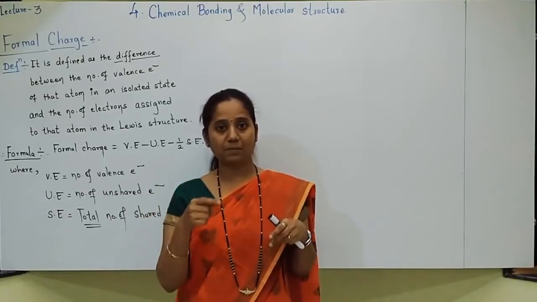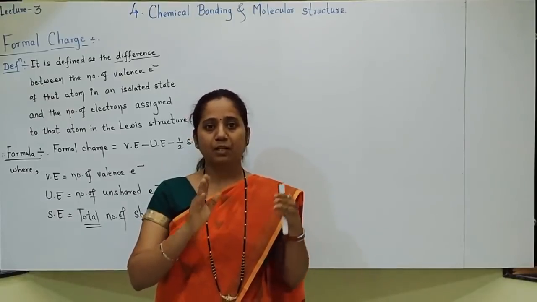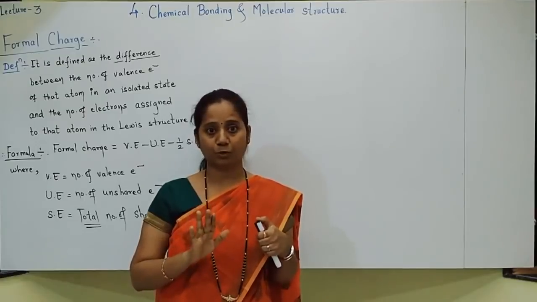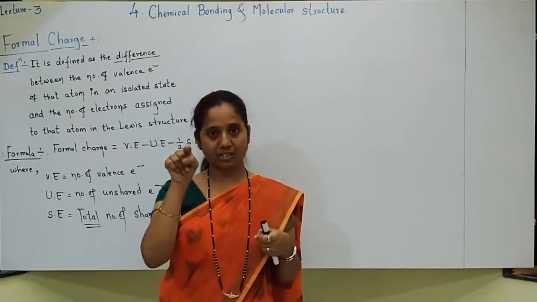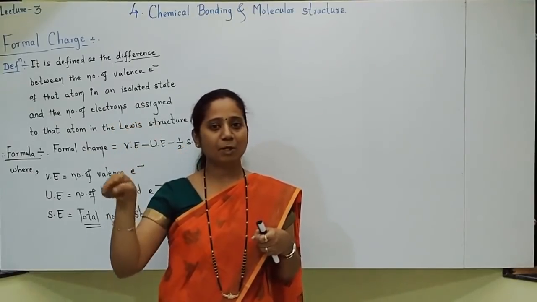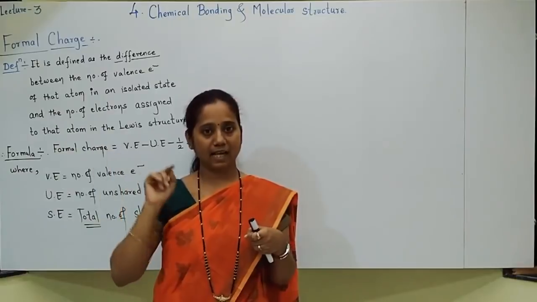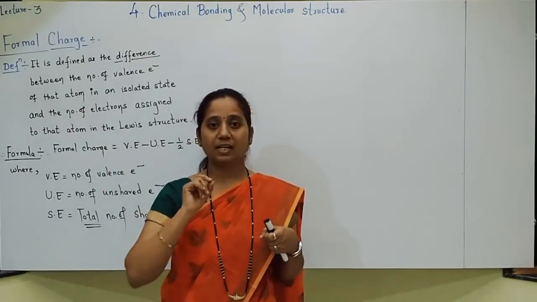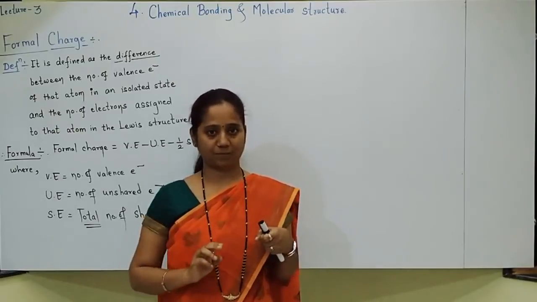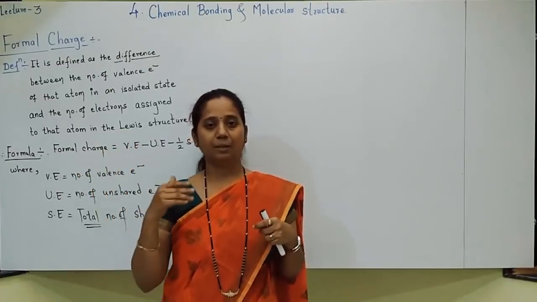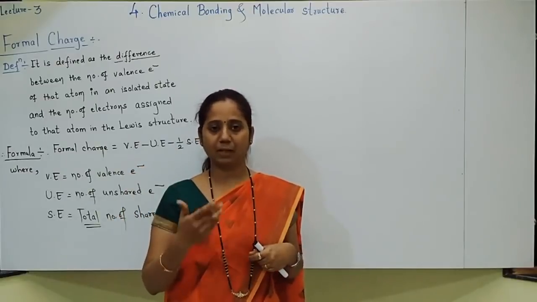So this topic comes after Lewis dot structures. We have finished Lewis dot structures, so you know very well how many dots you should put in them. So what is formal charge, student? Formal charge is the difference between the number of valence electrons of that atom in its isolated state and the number of electrons assigned to that atom while drawing the Lewis dot structure. Once again we will go to the definition, but first we will see the example. After the example, understanding the definition becomes easier.